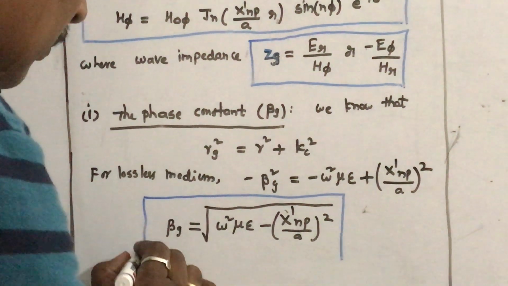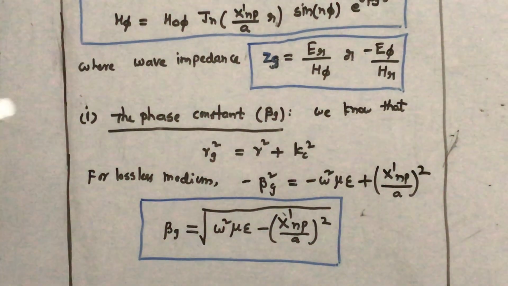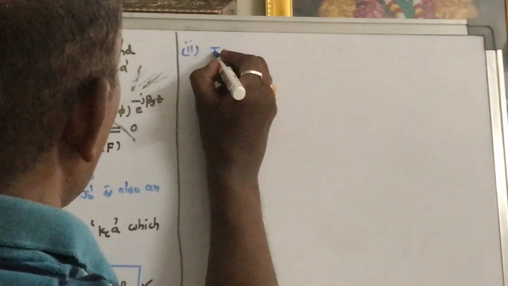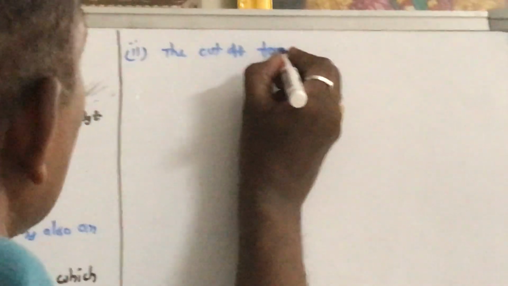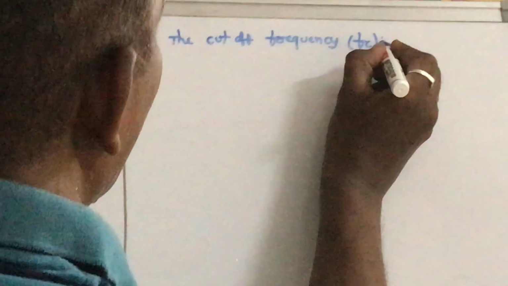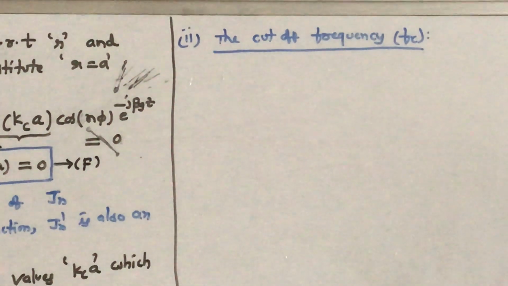So this is a very important formula we use several times. Now the second one is the cutoff frequency, fc.